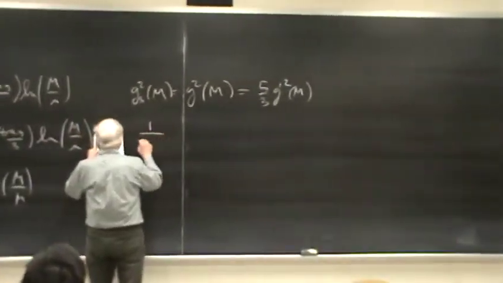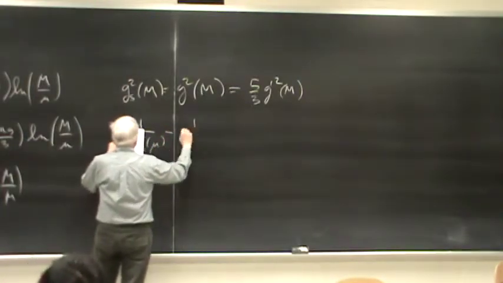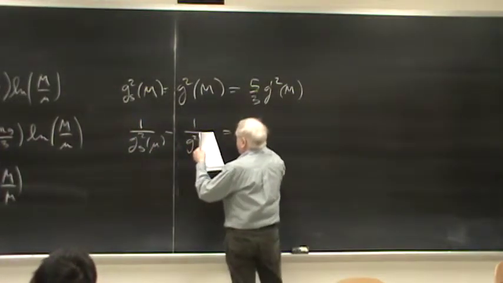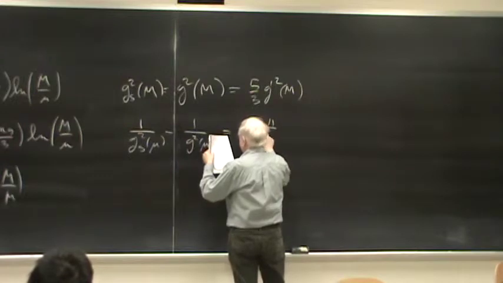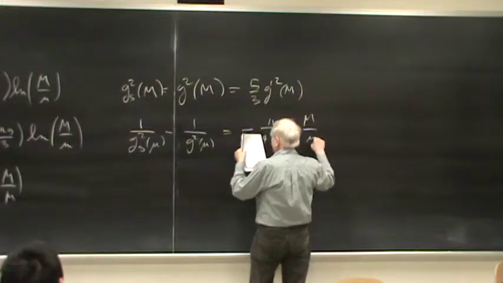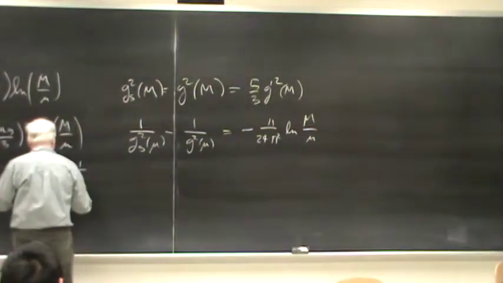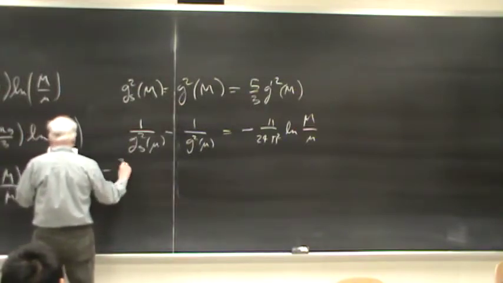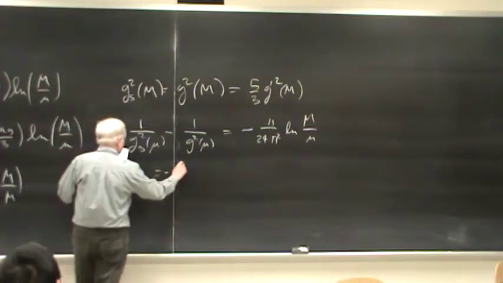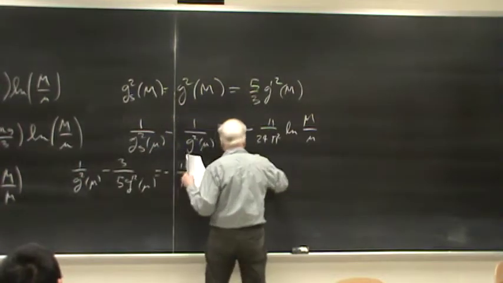Anyway, a little bit of high school algebra, we get 1 over g_s squared of mu minus 1 over g squared of mu equals minus 11 over 24 pi squared log M over mu. Another equation that we get is 1 over g squared of mu minus 3/5 1 over g prime squared of mu equals minus 11 over 12 pi squared log M over mu.